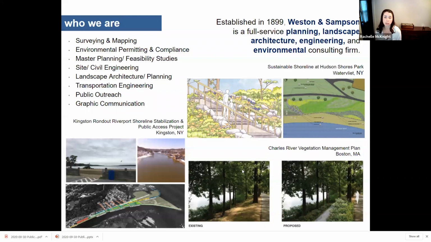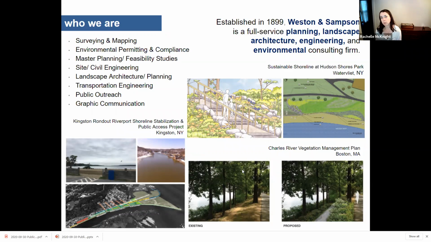Just to give you a small sampling of some of our projects, we worked on a sustainable shoreline at Hudson Shores Park in Waterville, New York. That project will go into construction relatively soon. Everything's been delayed due to COVID and other complications, but it's basically a shoreline stabilization project there in Waterville. We're working down in Kingston right now on a full design and construction document project for shoreline stabilization and public access in the Rondout Riverport. It's an awesome job. And then over in Boston, Massachusetts, we work all over the Northeast. So we do stabilization work in New York, Connecticut, Massachusetts, Vermont, all over New York State, downstate as well.